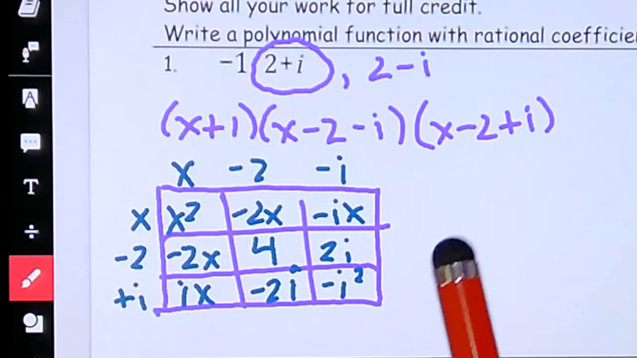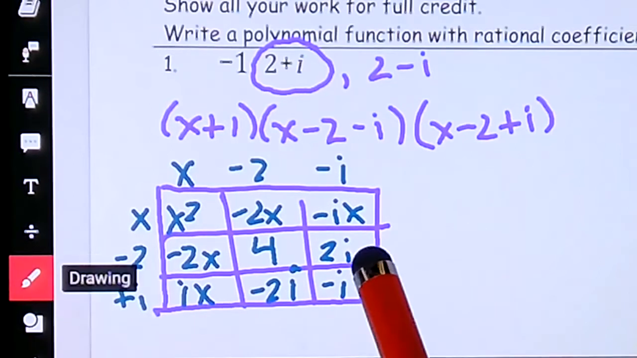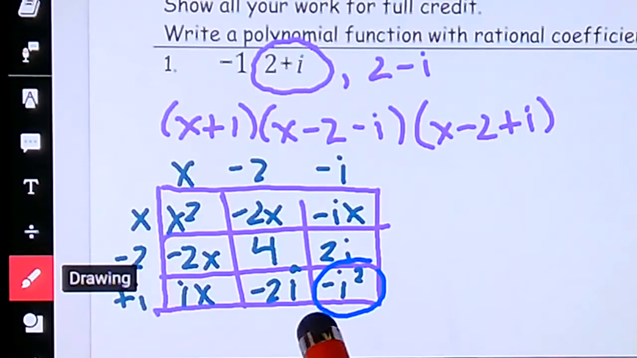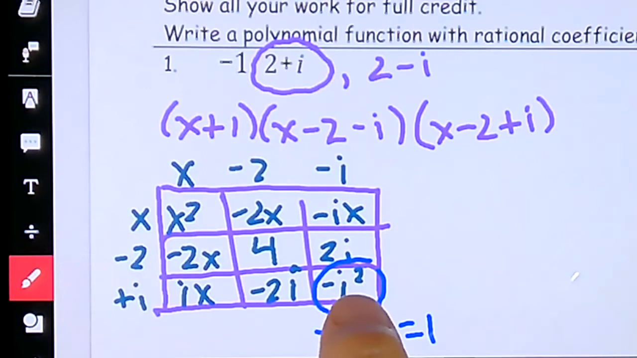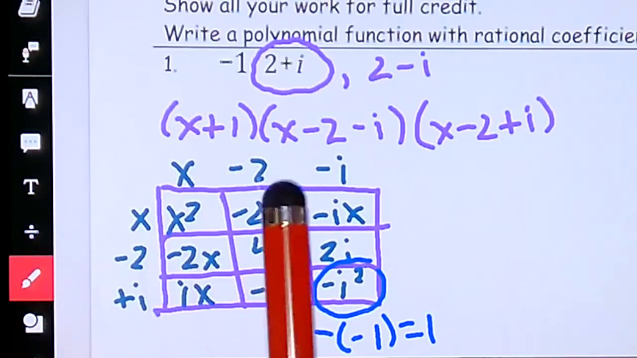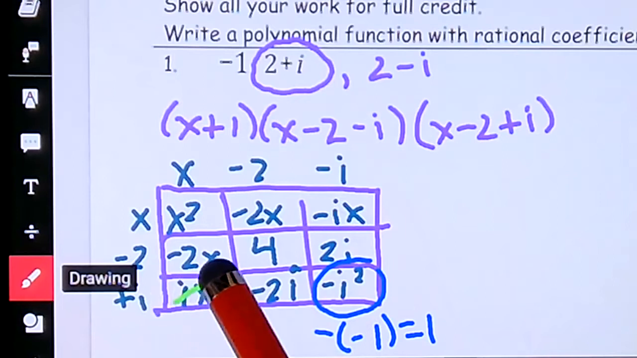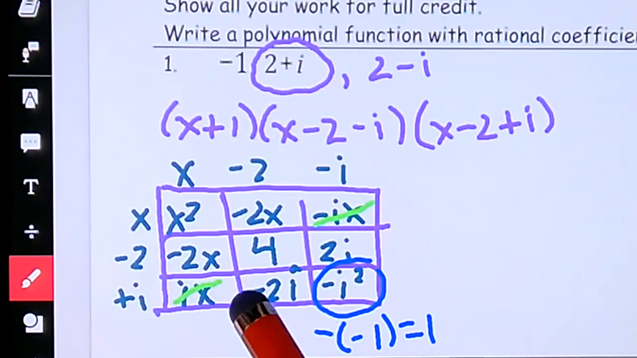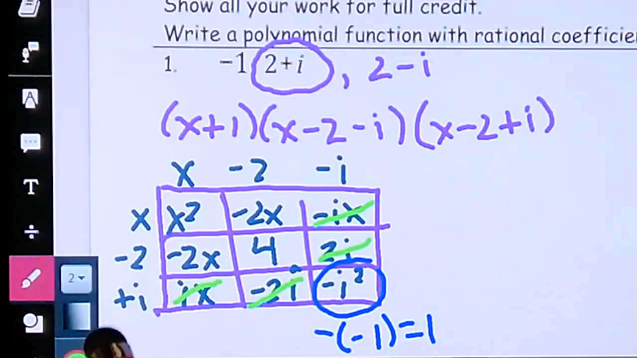Now we need to remember i squared is a -1, so this right here is really a negative times a -1. So that is 1. Okay, so this right here is 1. You also notice that I have some things canceling out here. So this positive ix and negative ix, this -2i and positive 2i, when you have conjugates, you should end up having no imaginary part anymore.